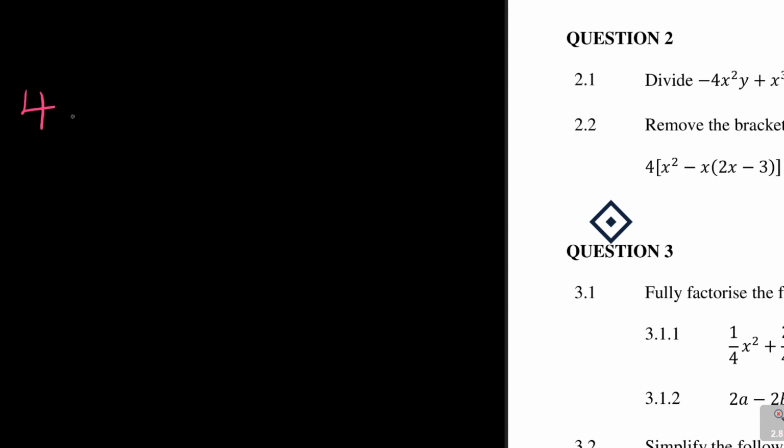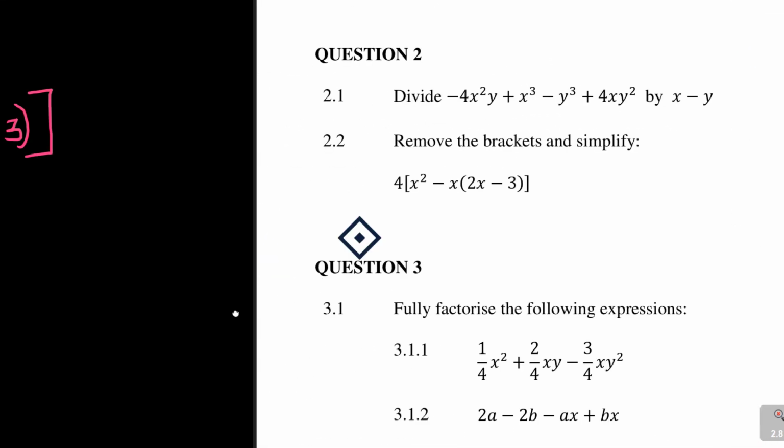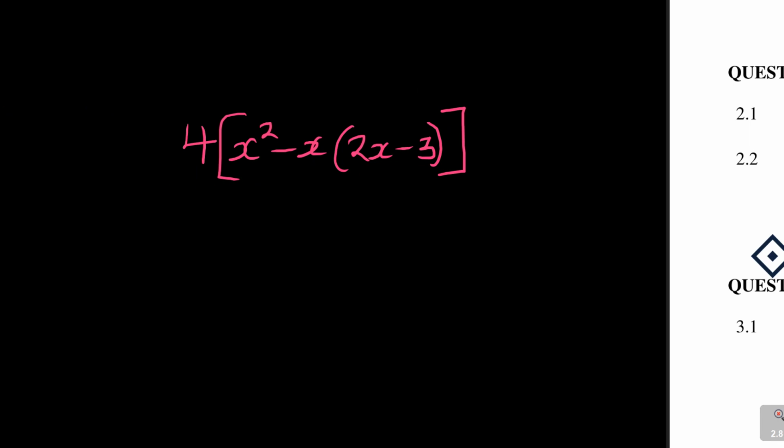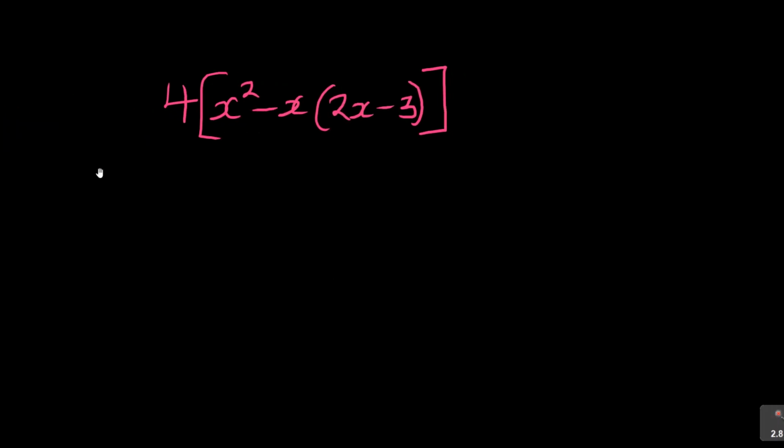It's 4, pick up bracket, x squared minus x bracket 2x minus 3. You close it, and you know you always start with inside brackets. How many marks? 4 marks. Can you believe this? Inside out, guys. Inside out, meaning deal with these brackets that are inside, then go out to the bigger brackets. Are you with me?